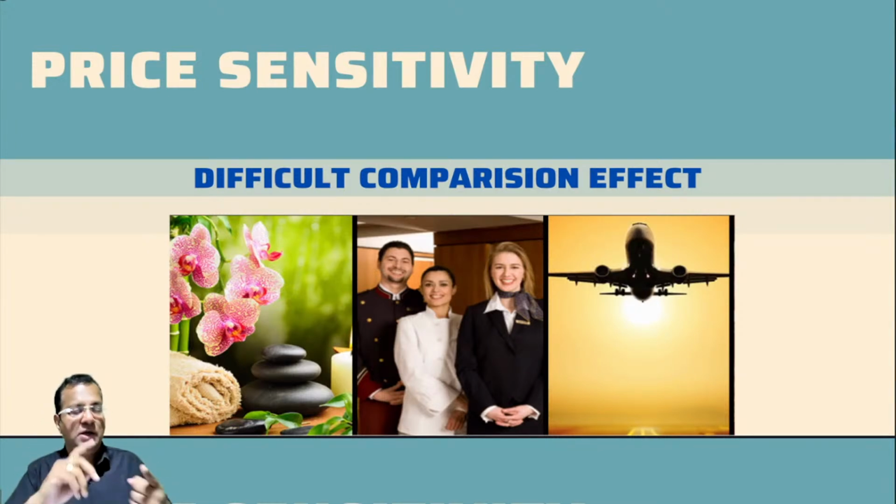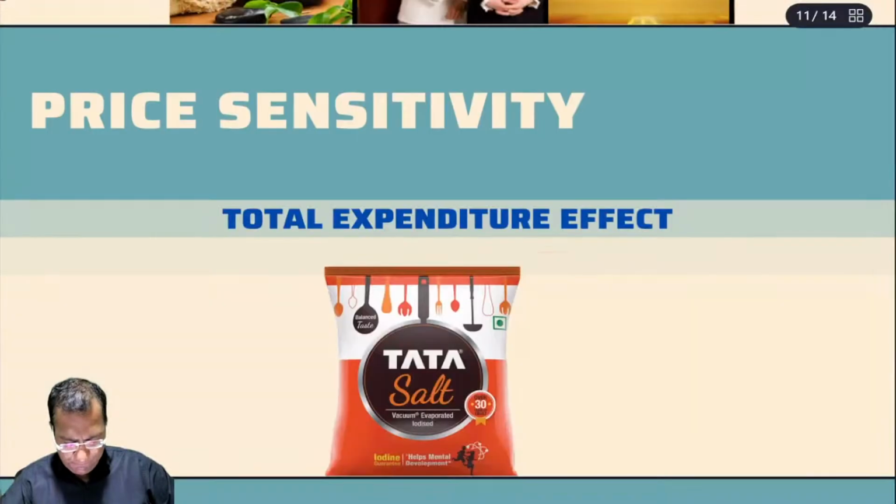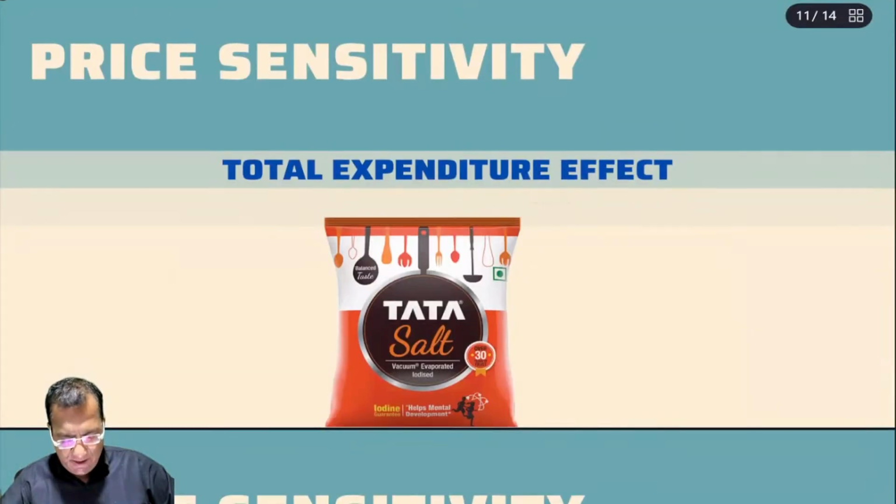This is the third point. The first point is unique value effect. The second point is close substitute awareness effect. The third point is difficult comparison effect. Write down the next point: total expenditure effect.